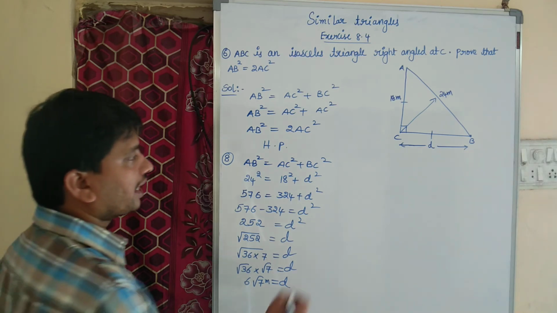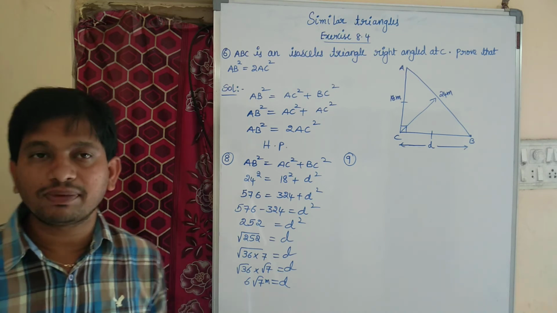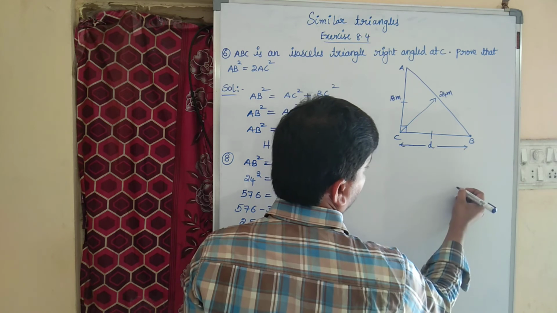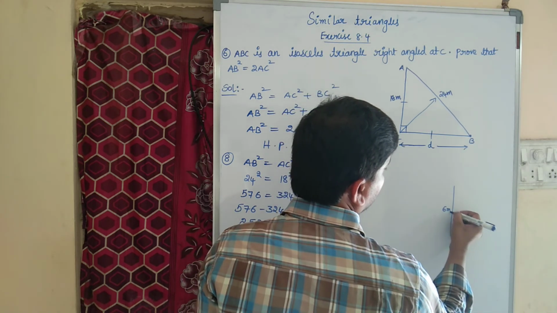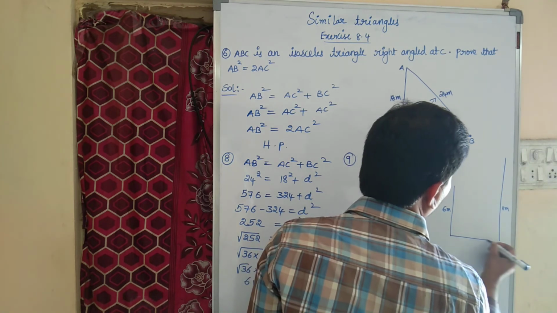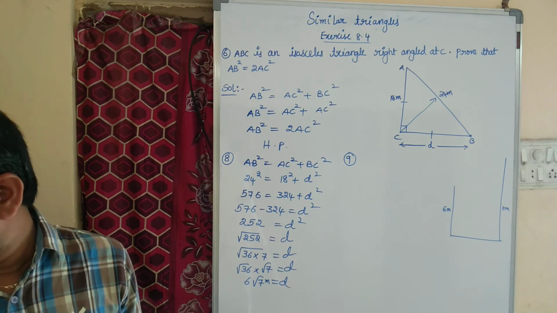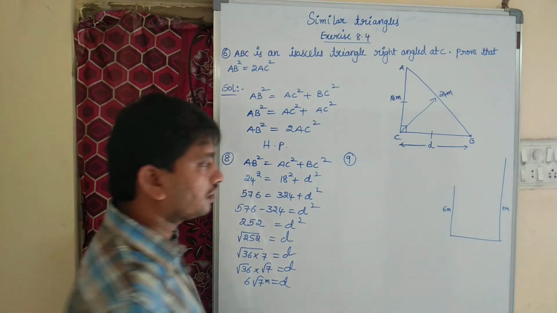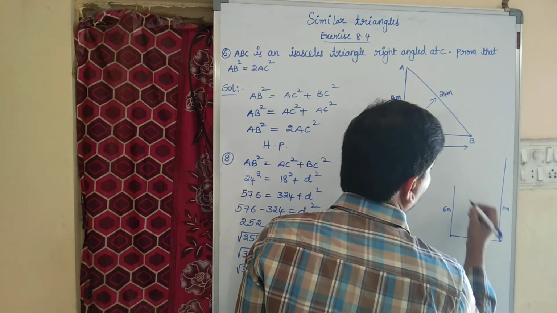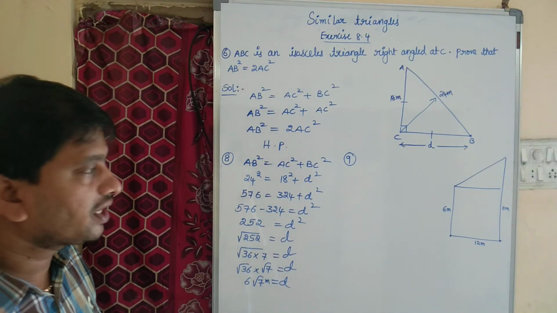Next, coming to 9th question. Same method. Two poles of heights, one is 6 meter, the second one is 11 meter, stand on a plain ground. If the distance between the feet of the poles is 12 meter, now they are asking to find what is the distance between their tops.